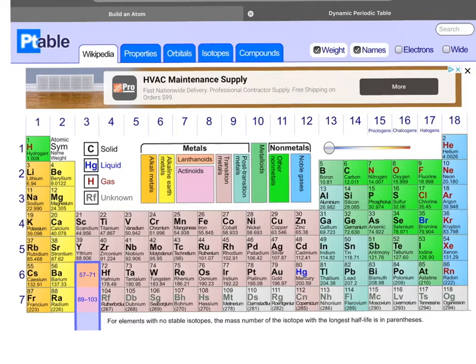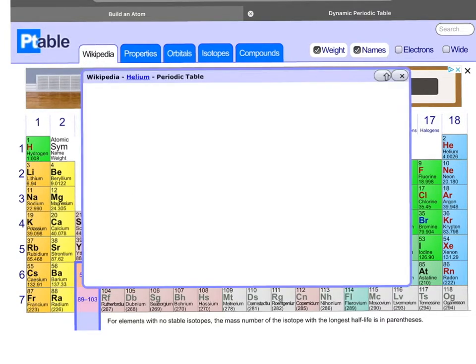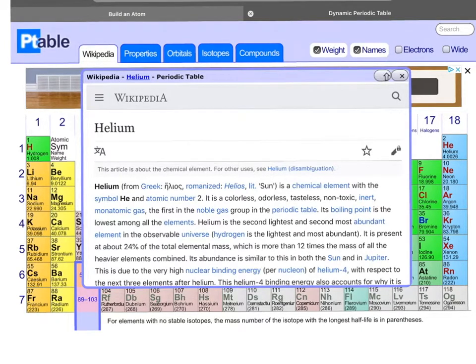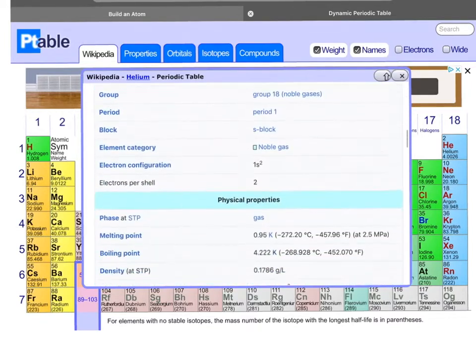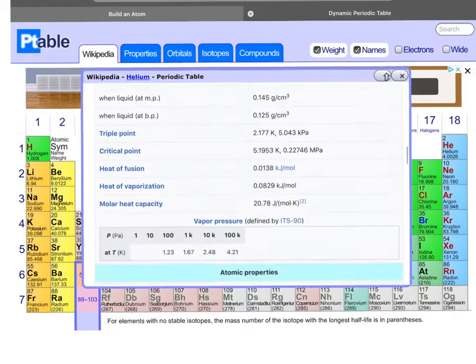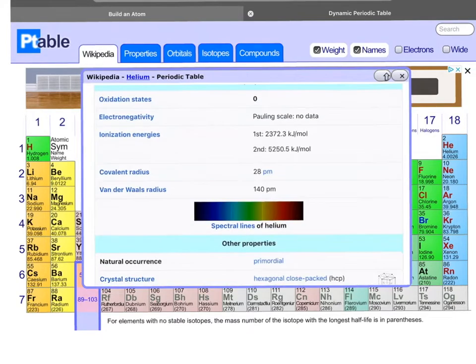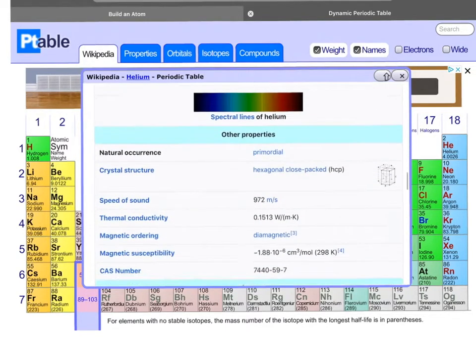If you click on the interactive periodic table, you can learn about each of these individual elements. So we could click on helium, for example, and it will pull up Wikipedia's history about it, discoveries about it, all sorts of interesting information that you can find out about each of the individual elements in the periodic table.